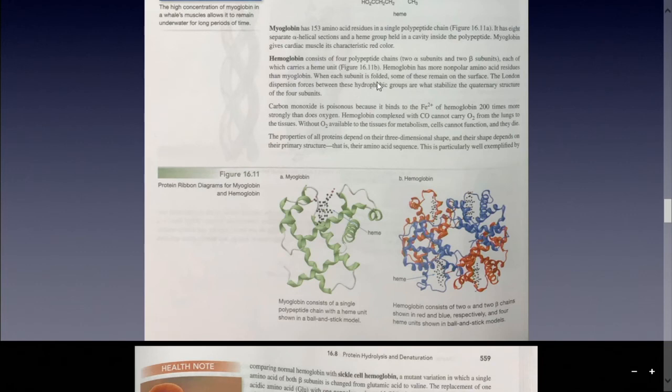And when each subunit is folded, some of them remain on the surface. And the surface nonpolar subunits will actually be attracted to the other nonpolar hydrophobic groups, and that'll help stabilize that whole quaternary structure.